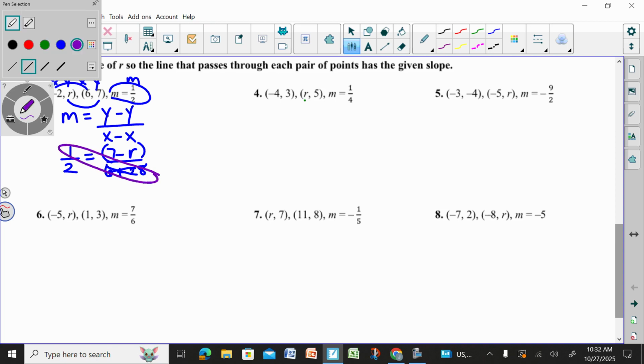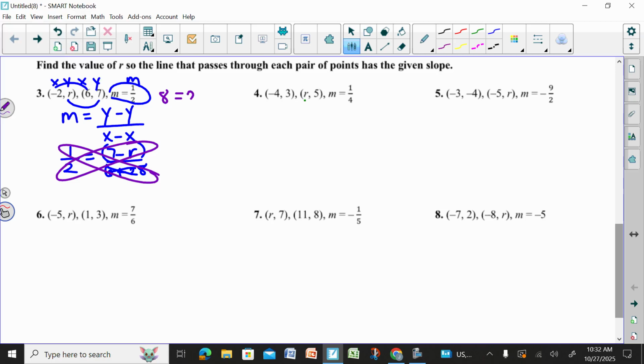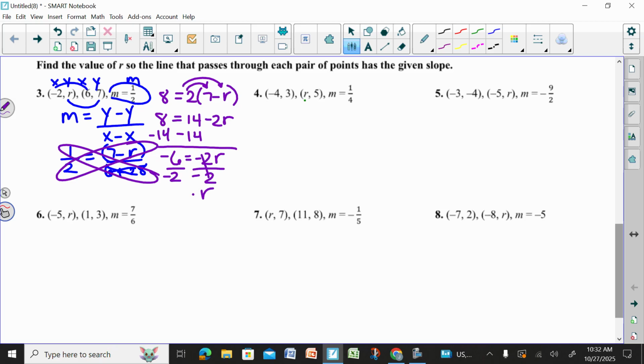So I'm going to do the cross products of these two. Okay, so I have 8 times 1 is 8. I'm just going to show my work right next to it. Equals 2 times the quantity 7 minus r. 8 equals, we have to distribute. 2 times 7 is 14. 2 times negative r is negative 2r. I'm going to subtract the 14 over. Negative 6 equals negative 2r. I'm going to divide by negative 2 to get the r by itself. This is all from chapter 2. R equals positive 3. So we found that the y value that was missing would have been a 3.